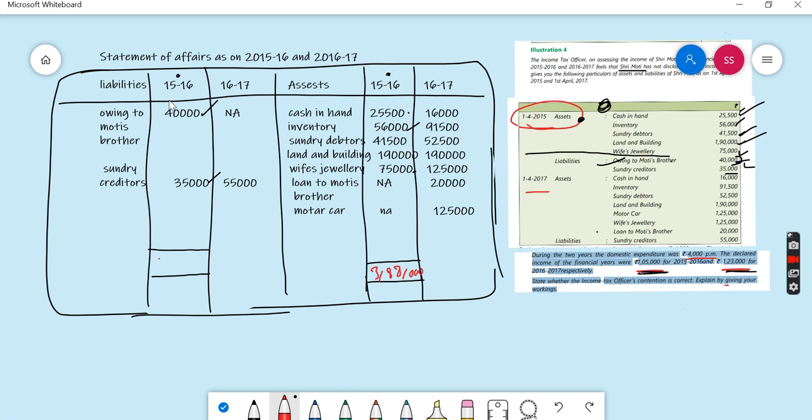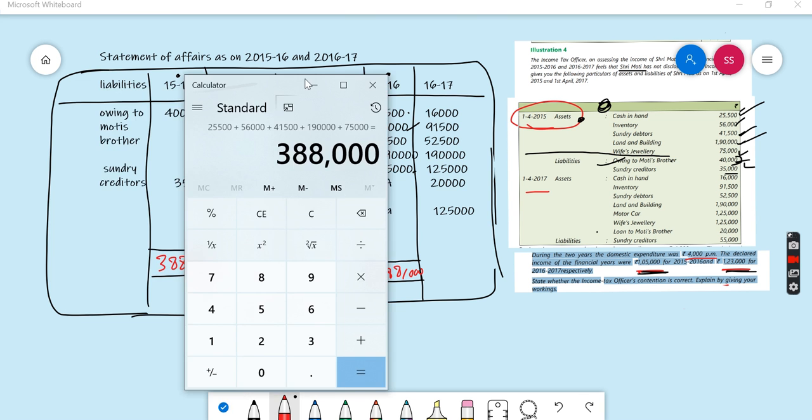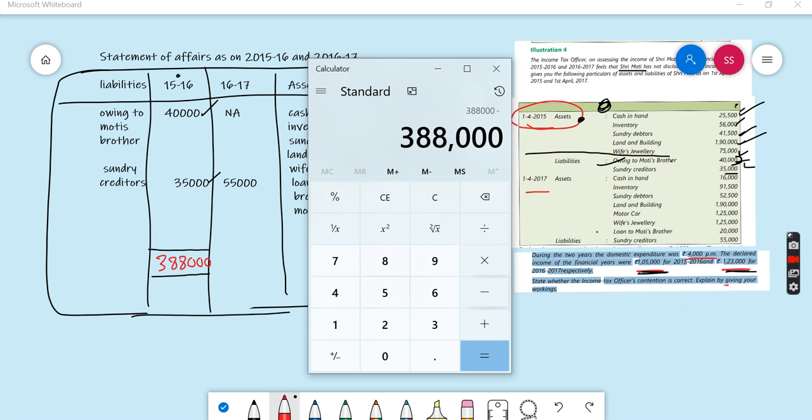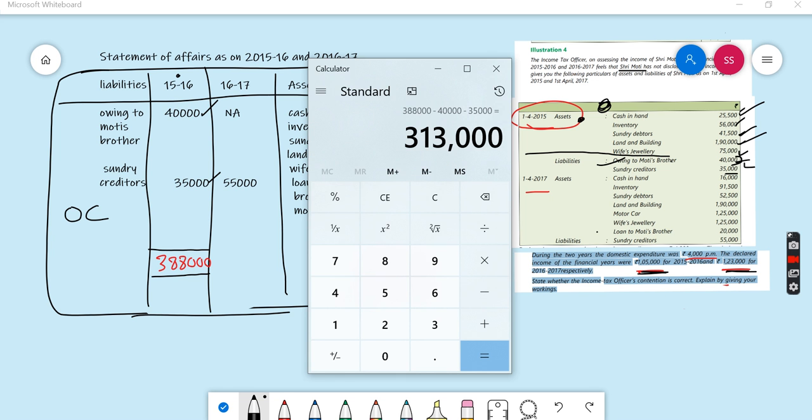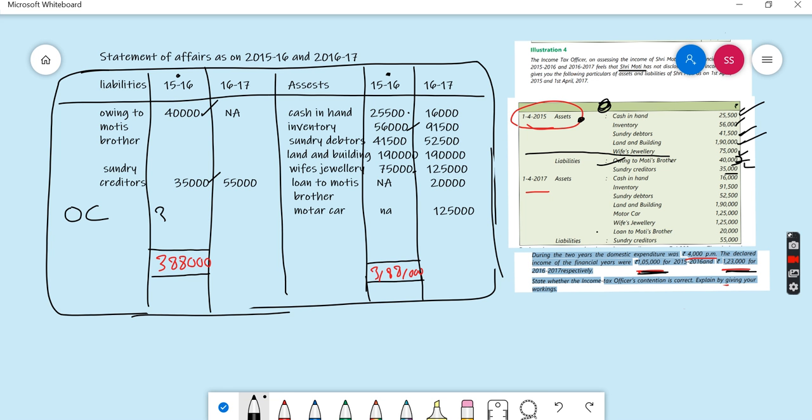So write the same figure here also, right? And then from that deduct the liabilities part. Minus 40,000, minus 35,000. We'll get the opening capital. So opening capital, how much did we get? 3,13,000.